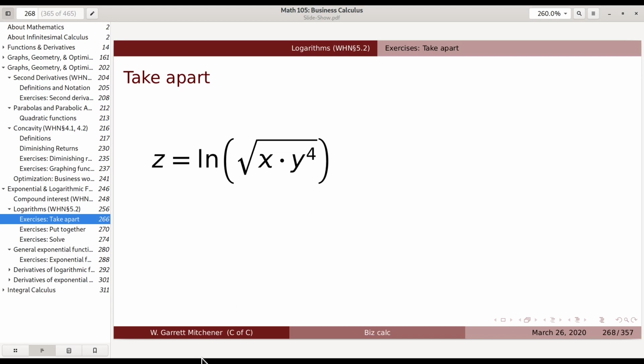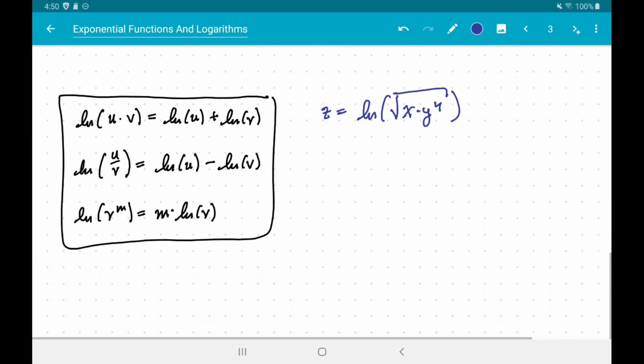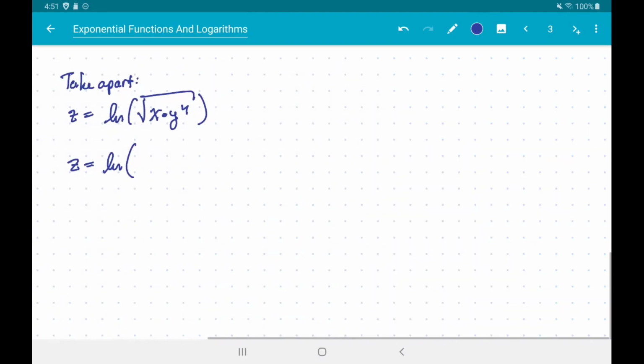Okay, let's take a look at this. z equals ln of the square root of x times y to the fourth. And just in case it's not clear, that is a dot. That's multiplication. And again, we are supposed to take this apart. Okay, well, for starters, I find it very helpful to rewrite a square root using a fractional exponent.